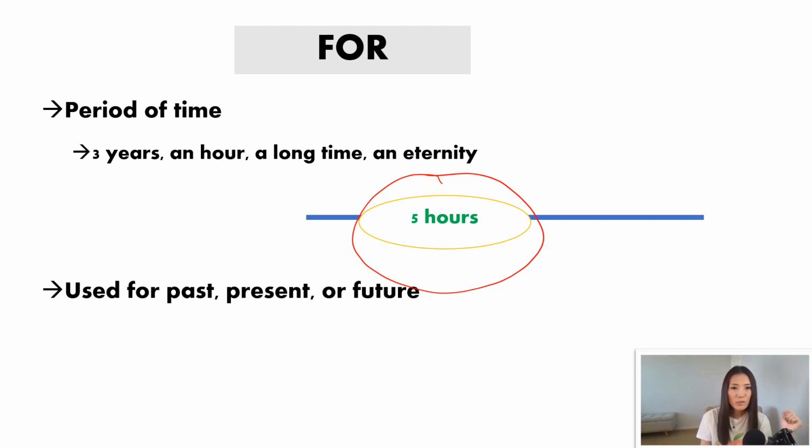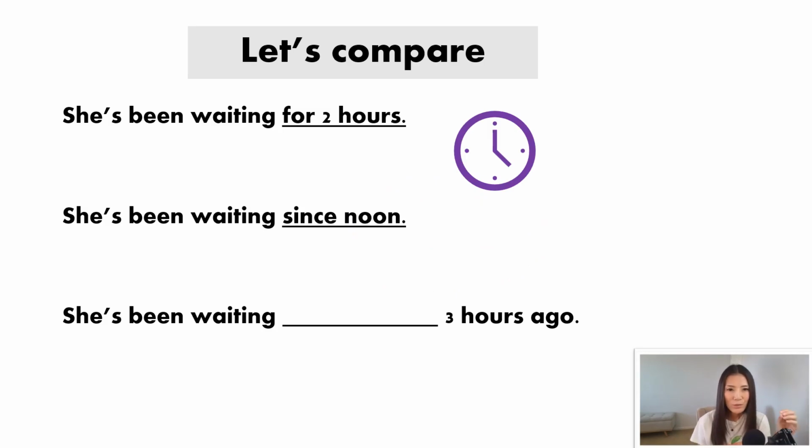So again, the difference between since and for is that since is referring to a point in time in the past, whereas for is referring to a duration or period of time. Very quickly, let's compare the two. The first sentence says, she's been waiting for 2 hours. So she's been waiting for the duration of 2 hours. The second sentence says, she's been waiting since noon. So at what point did she begin to wait? Since noon. What do you think of this third sentence?